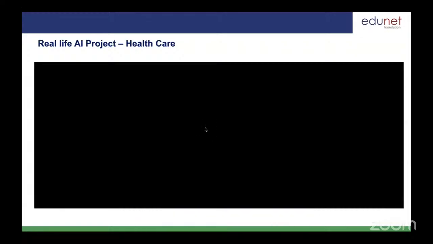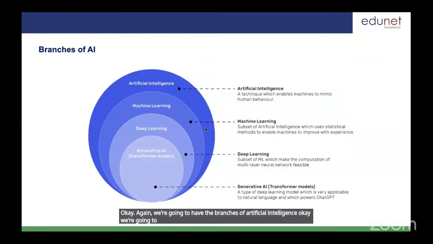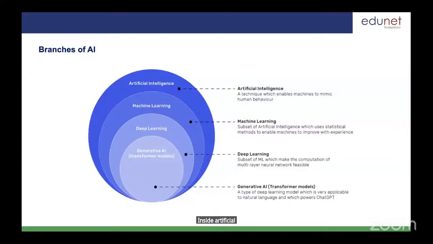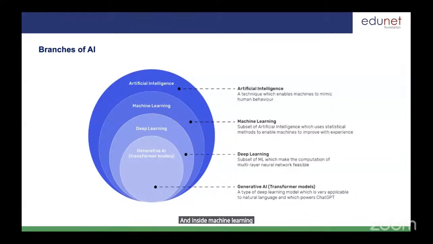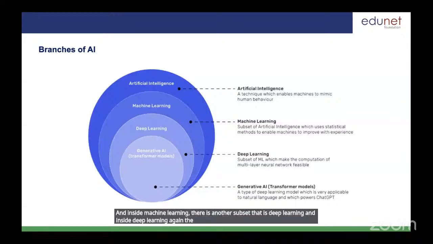Again, we're going to have the branches of artificial intelligence. Okay, we're going to have a discussion. These are the different branches in artificial intelligence. If we talk about artificial intelligence, by seeing the chart itself, we can see that inside artificial intelligence there is a subset which is also called machine learning, right? And inside machine learning there is another subset that is deep learning, and inside deep learning again the generative AI.